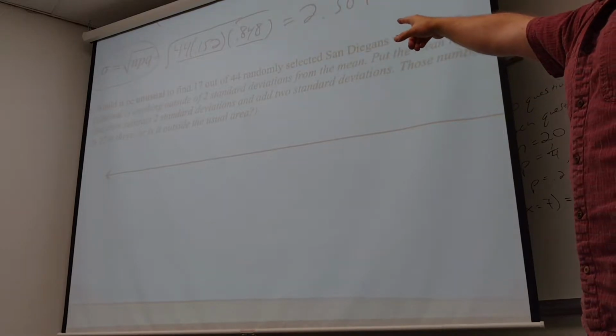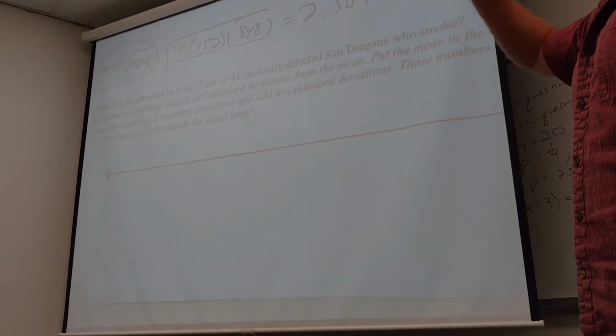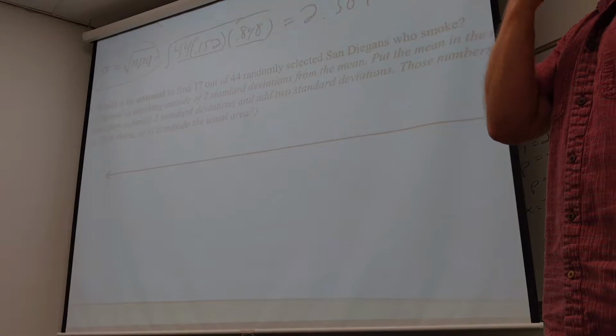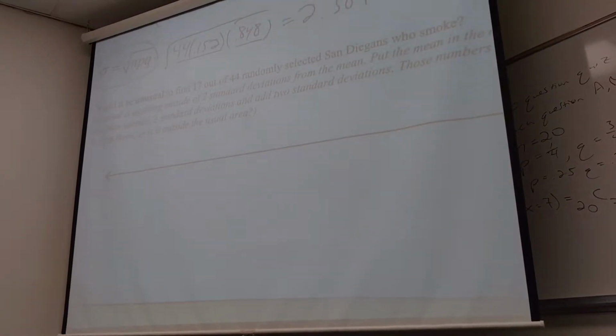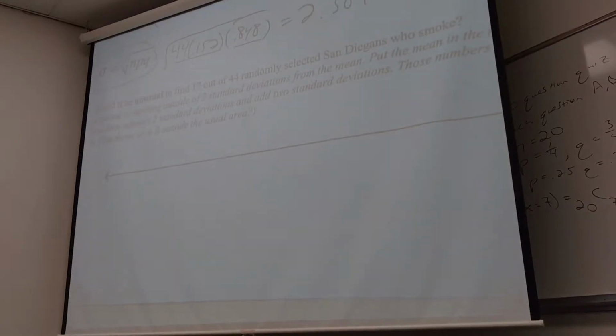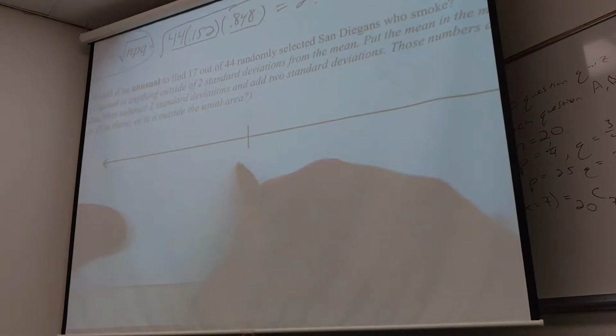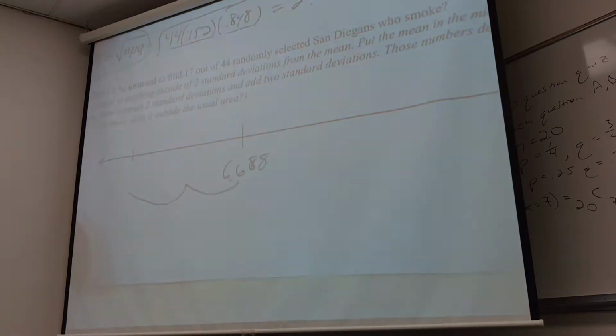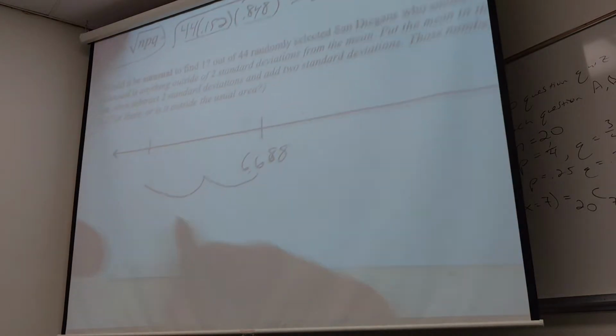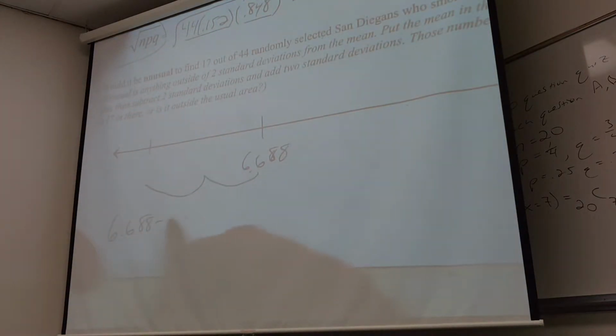So how do I answer this question? Would it be unusual to find 17 out of 44? So what do I put right in the middle? This feels very familiar, right? I got you ready for this by asking that question over and over again. But now I'm going to go 2 steps out. So the mean is 6.688. What's 2 standard deviations down? Just subtract 2 of these. So 6.688 minus 2 of these is 1.926.